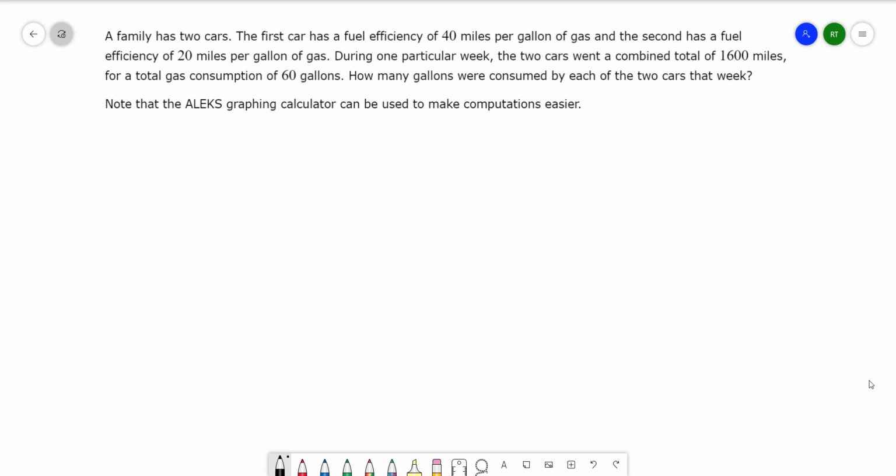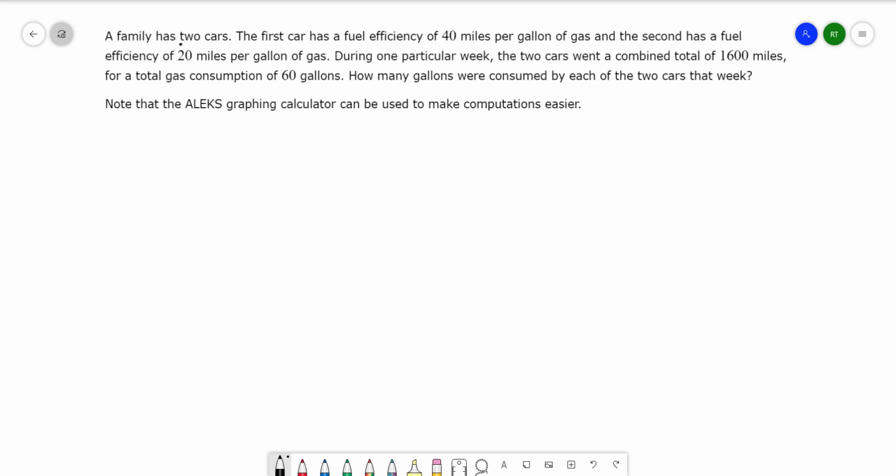For this word problem, we are going to learn how to set it up as a system of equations. However, we are not going to solve the system. So if you're looking to review how to solve a system using the elimination method, make sure you go back and review that topic. Okay, let's get started.